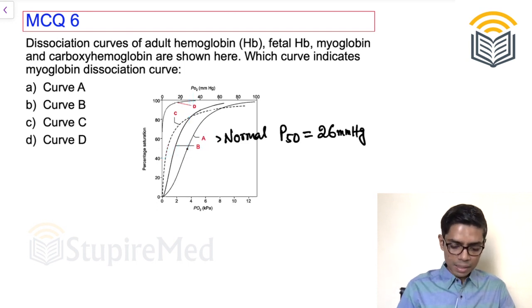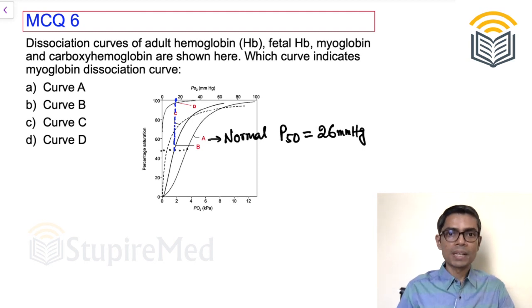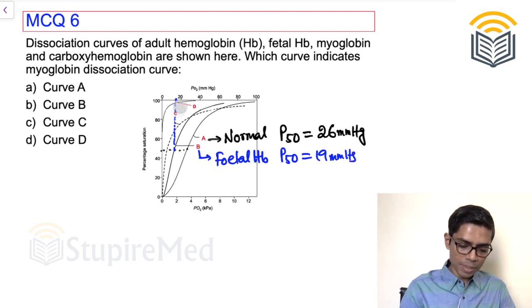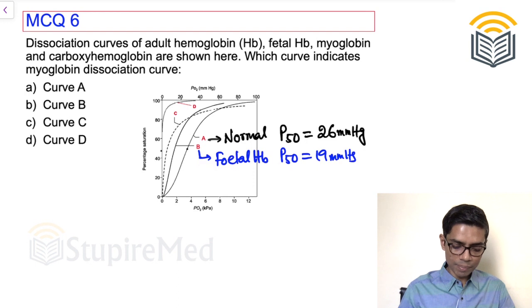Now curve B is located on the left hand side of this curve, and if you calculate the P50 from this point, if you drop a perpendicular like this, you will find out that the P50 value of curve B is lesser than 20 millimeter of mercury. This is nothing but fetal hemoglobin, where P50 is around 19 millimeter of mercury. So curve B is nothing but fetal hemoglobin, right?